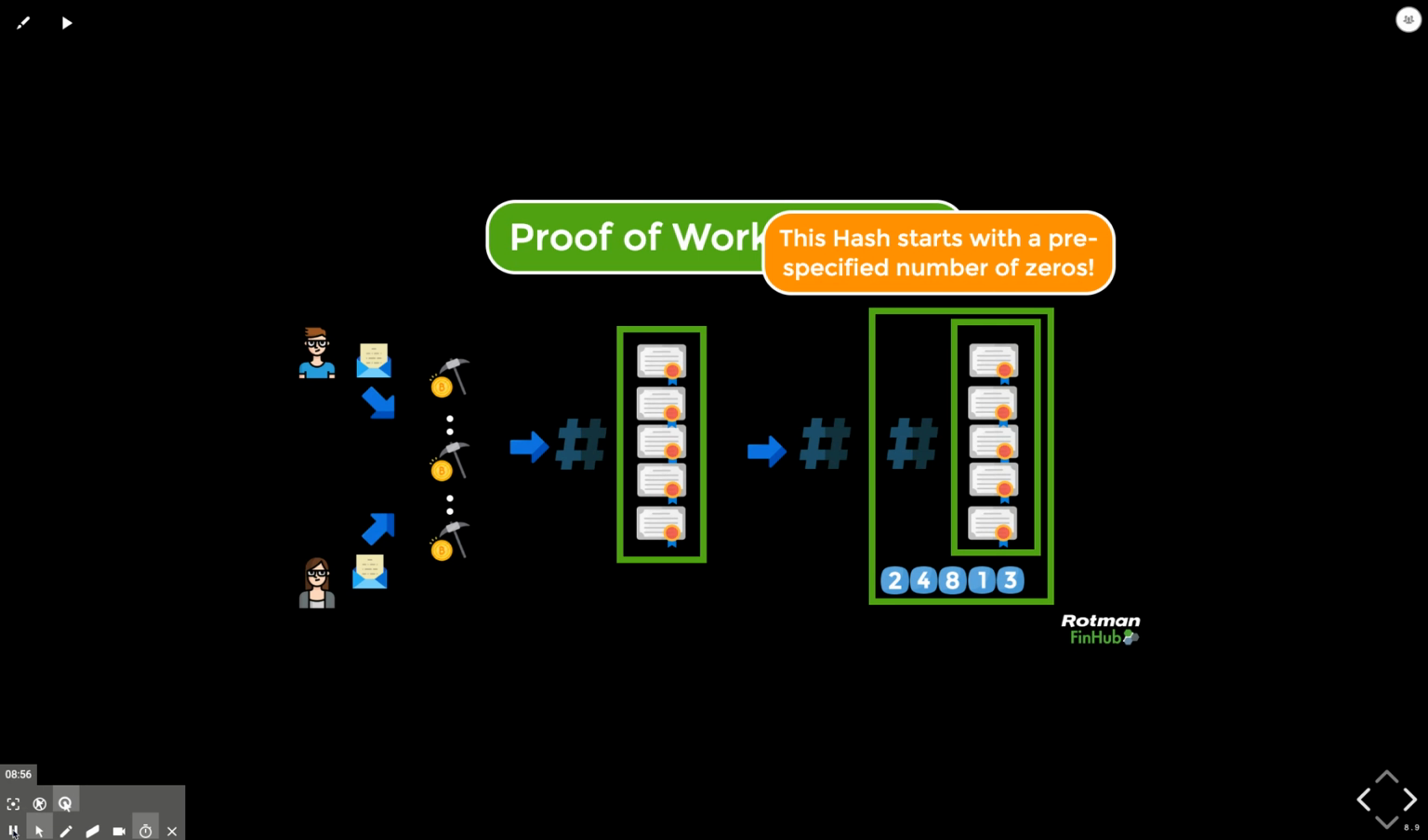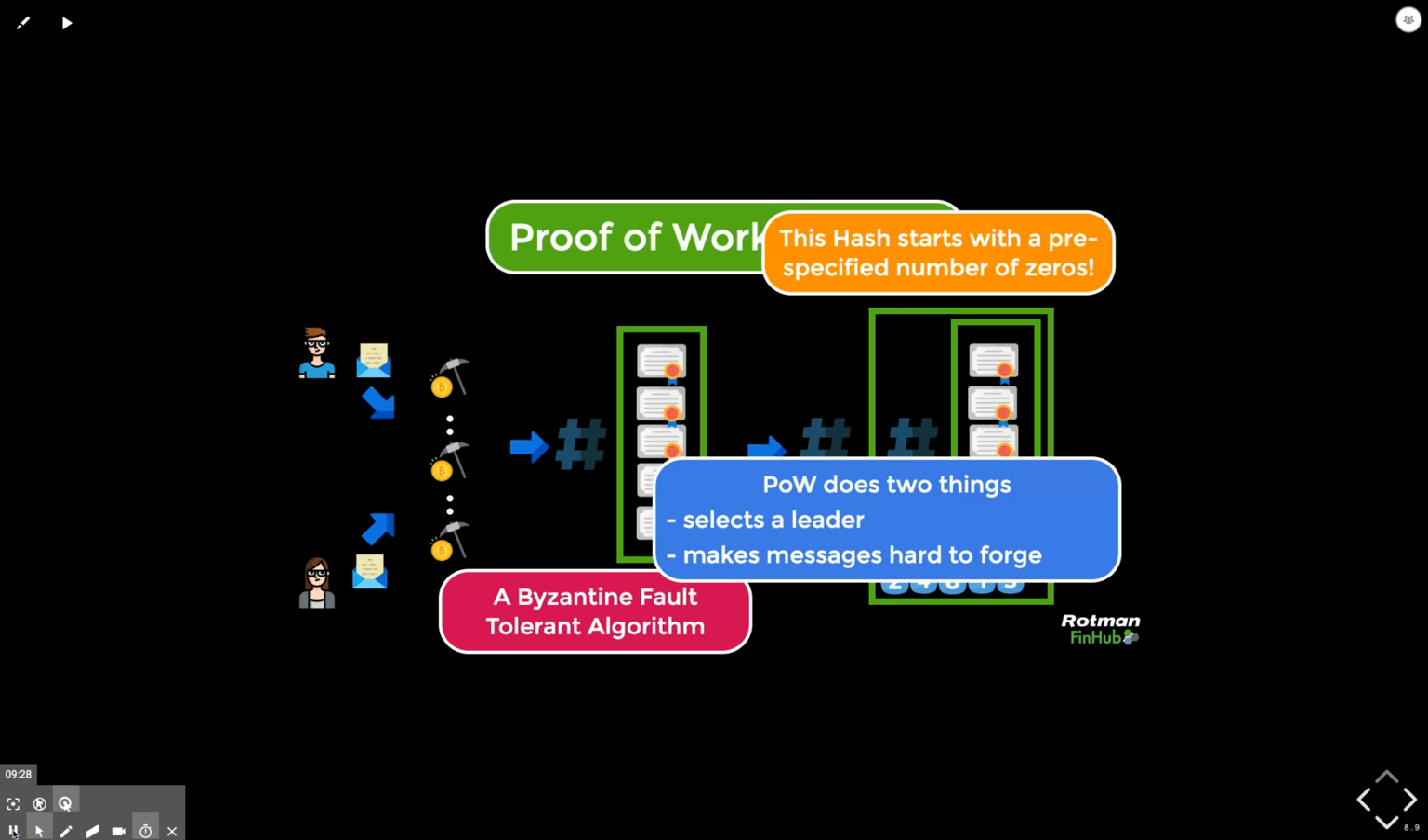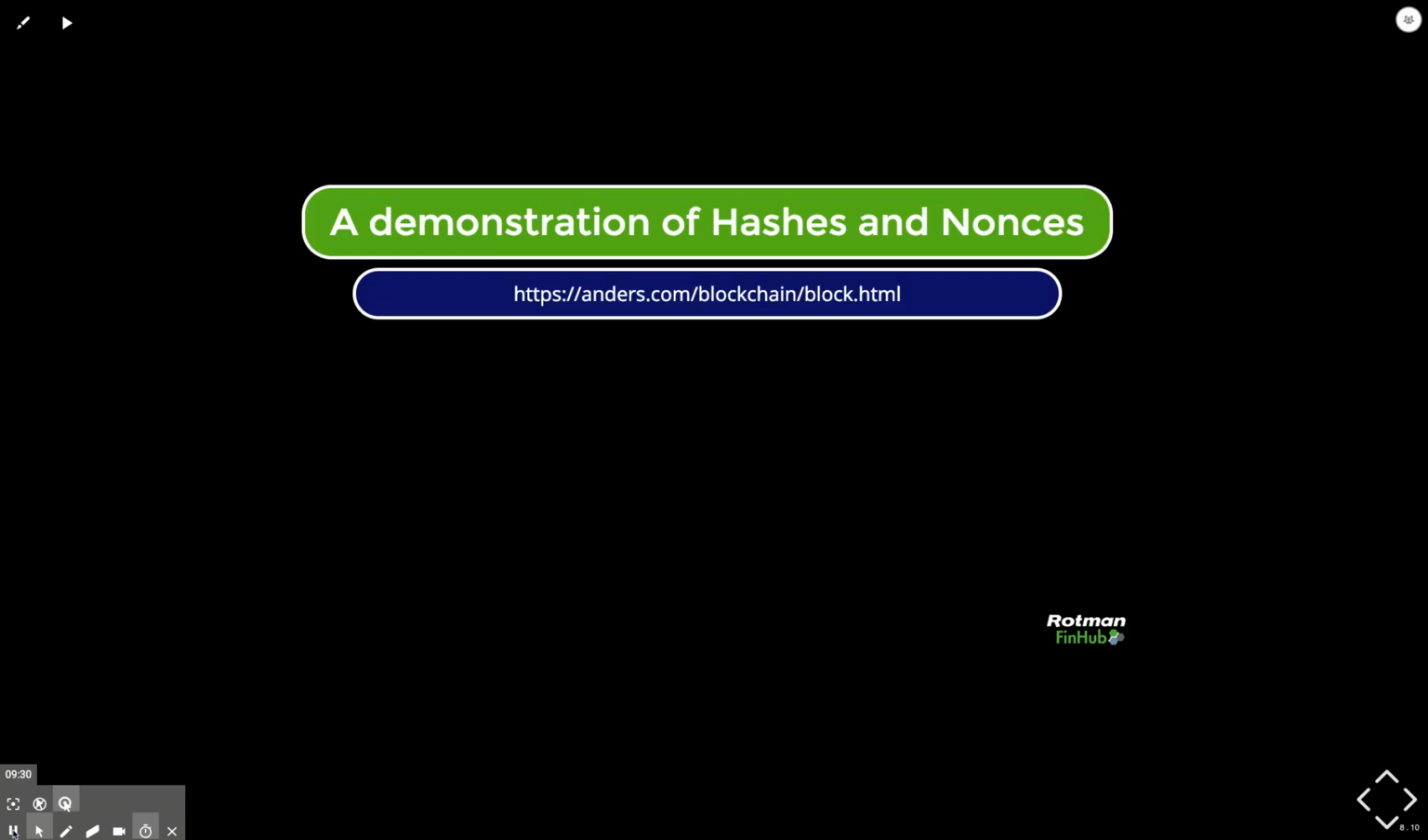Now, the miners will also race to find this particular hash. In their race, it is entirely random among the different miners who will be the winner of this race. Okay, so that's an important feature which we talk about later. The important part is that there's essentially a random selection, out of the many miners that exist, of who will be the winner. So this algorithm has the cool and critical feature that it is Byzantine fault tolerant. And it does two things: it selects a leader and it makes messages very hard to forge.